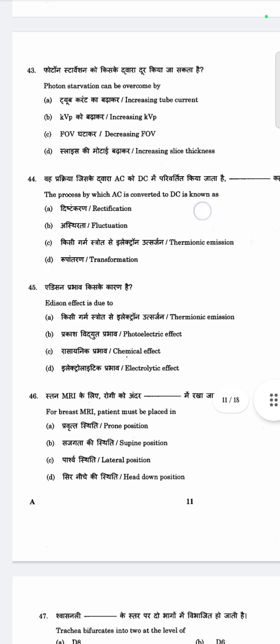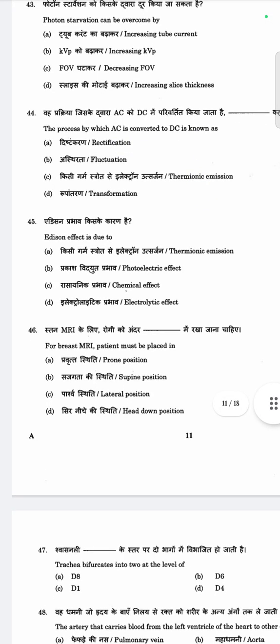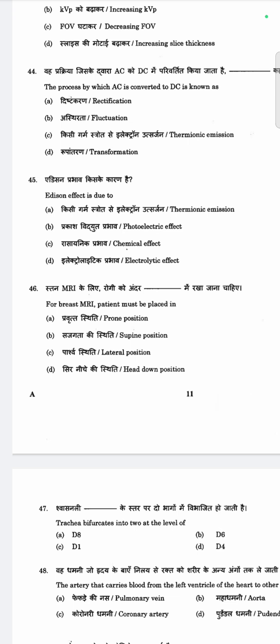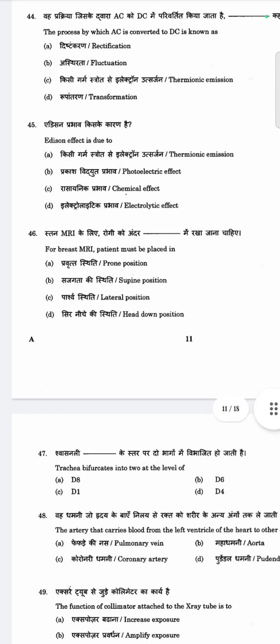Okay. B. AC to DC conversion is rectification. A. Fluctuation, the fluctuating of voltages, is based on a different principle. Thermionic emission is used in the cathode terminals. Transformation is high voltage to low voltage or low voltage to high voltage. AC to DC is rectification. Okay. Question number 44, the correct answer is A, rectification. Which is an addition effect: photoelectric effect, chemical effect, electricity, thermionic emission. The answer is the photoelectric effect. Thermionic emission is not the photoelectric effect.